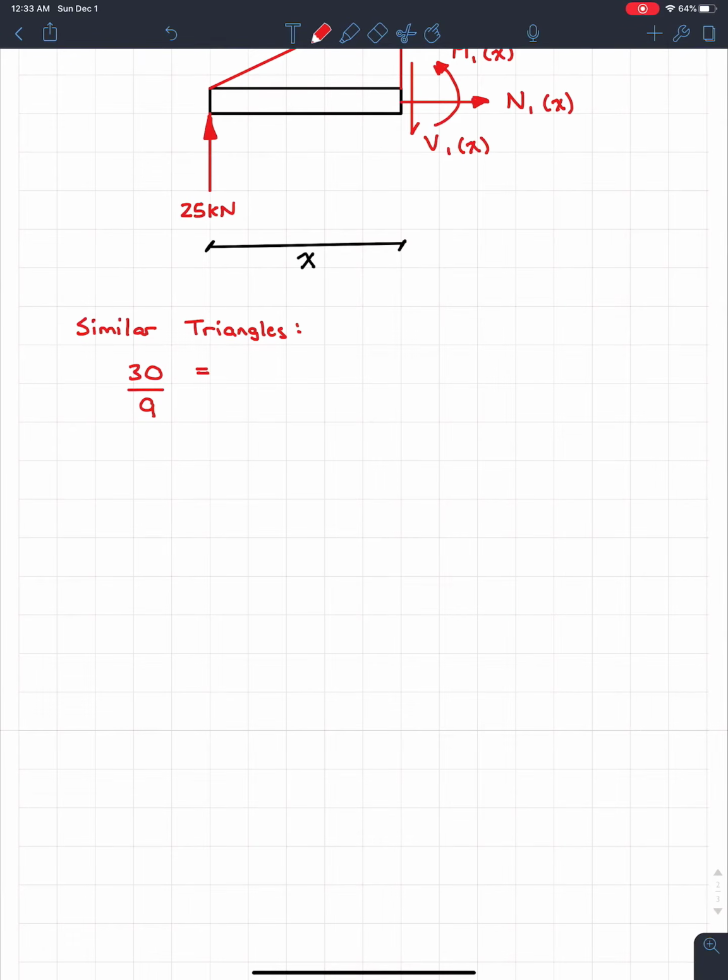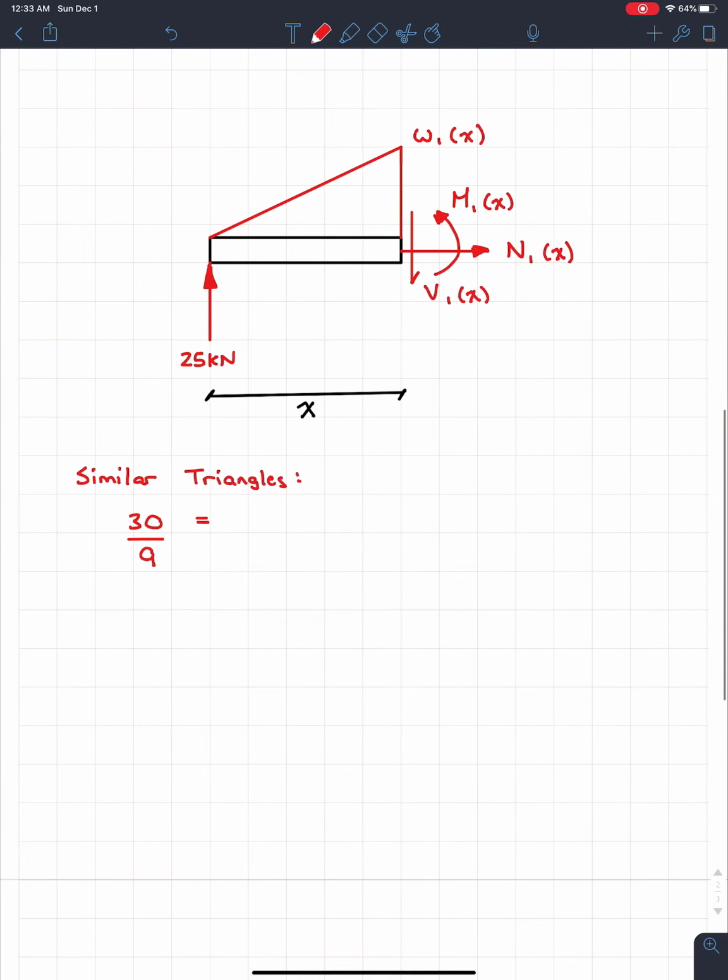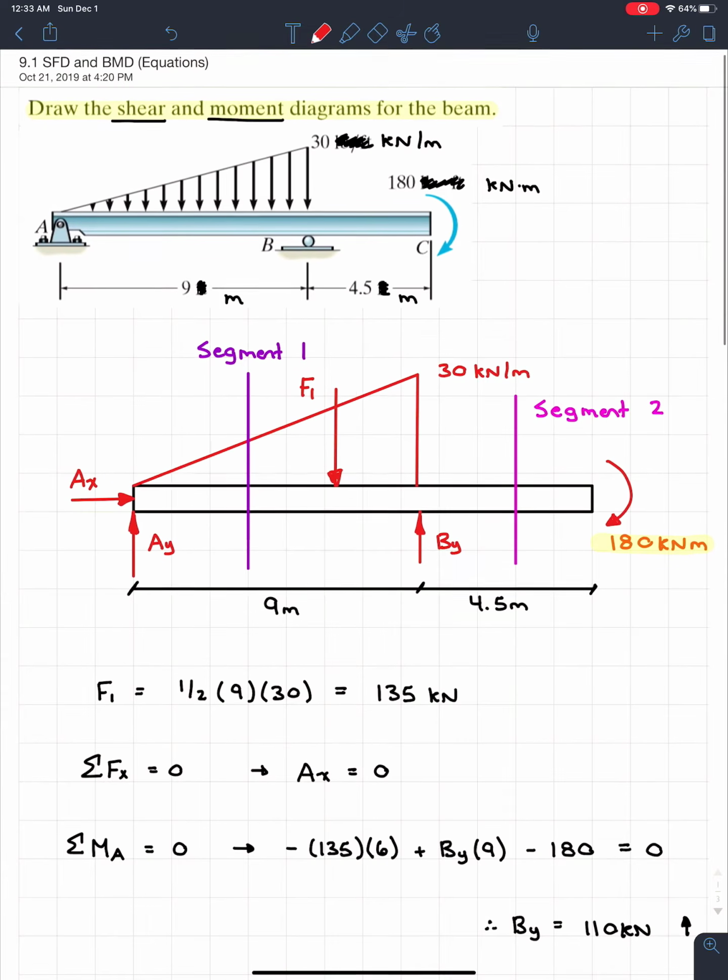And we know that since this has the same slope, it'll be equal to this triangle right here, and this triangle goes up to a value of w1 of x at a distance of x meters. So therefore, we know that w1 of x is equal to 30 over 9 x.